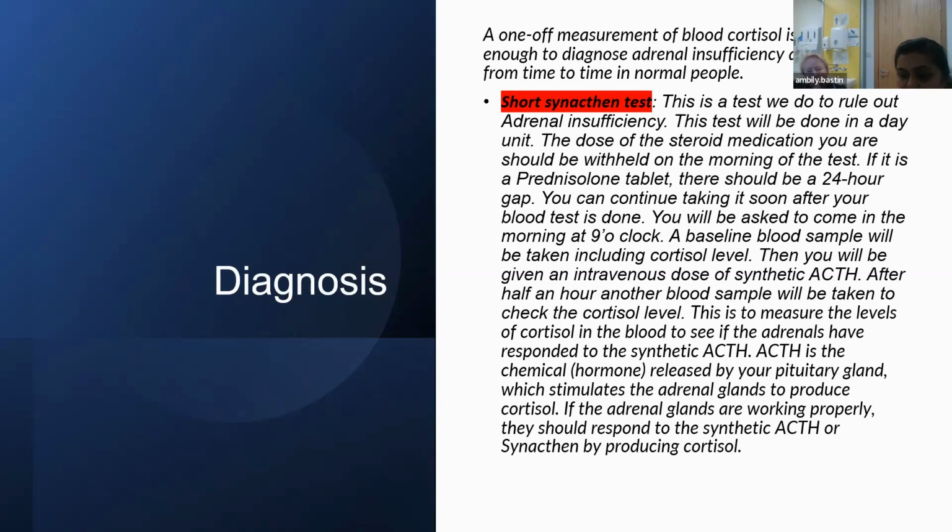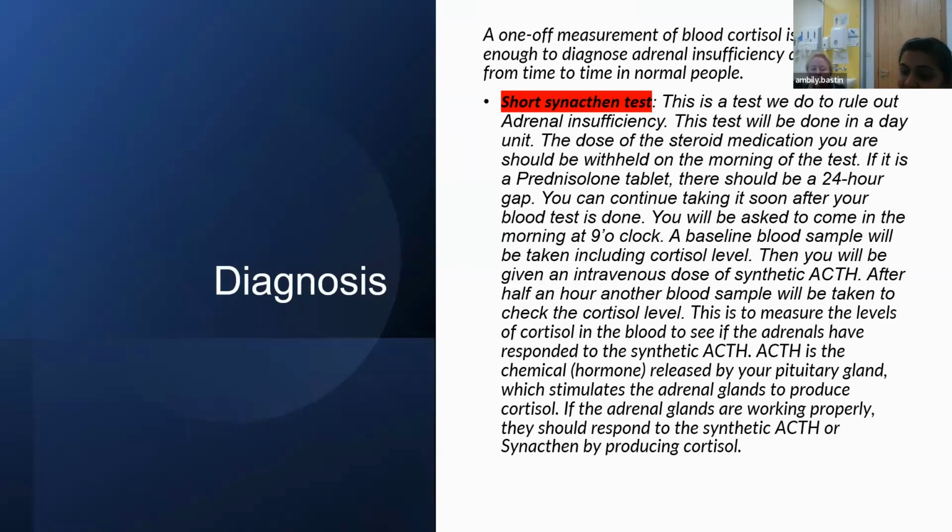So when you come in to the center in the morning, at 9 o'clock, we take a blood sample, that is the baseline cortisol level. And then we give you an intravenous injection of a synthetic ACTH. Again, ACTH is a hormone produced by the pituitary gland, which stimulates the adrenal gland to produce the cortisol. So we artificially try to stimulate your adrenal glands. So we give you the intravenous injection of synacthen, or the synthetic ACTH. And after half an hour, we repeat your blood test again for the cortisol levels.